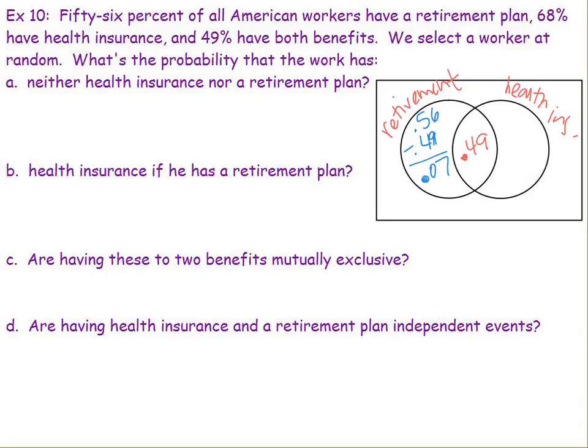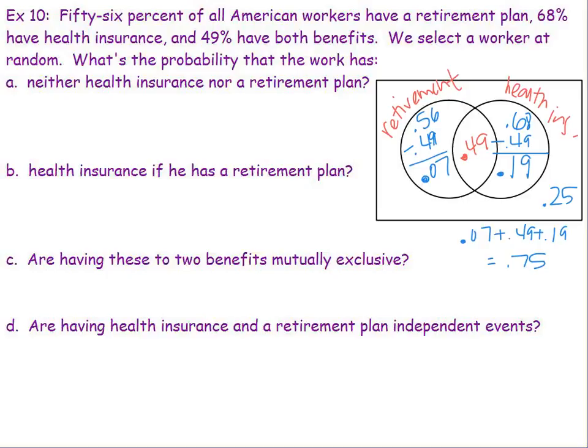Health insurance, same thing. What was the percent? It says 68% have health insurance. So we're going to take the 68% that we know have health insurance, subtract the 49 from the middle, and that's going to leave us with 0.19. And then the only other thing we need is that little outside region. So if we take 0.07 and 0.49 and 0.19 and we add them up, we get 0.75. So the portion that's still left over is 0.25.